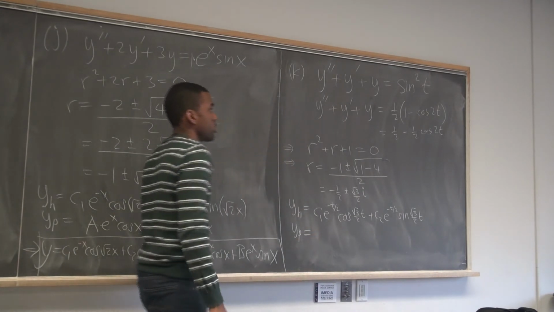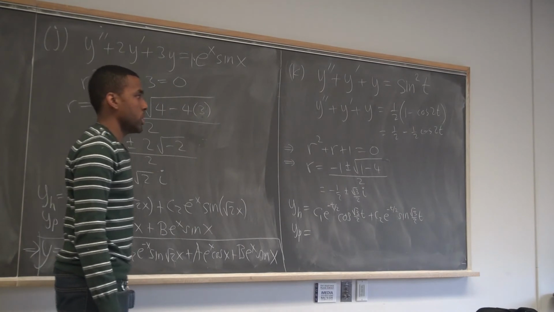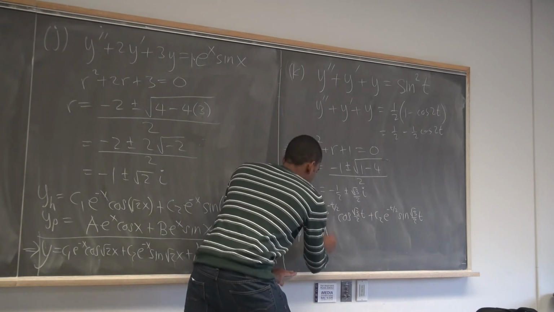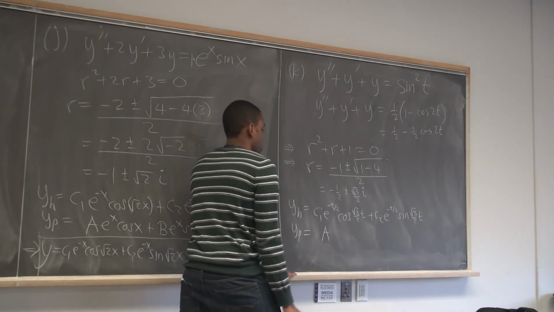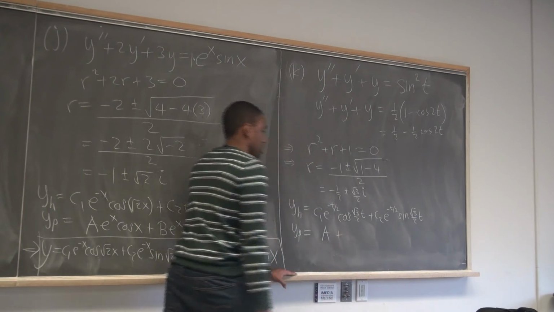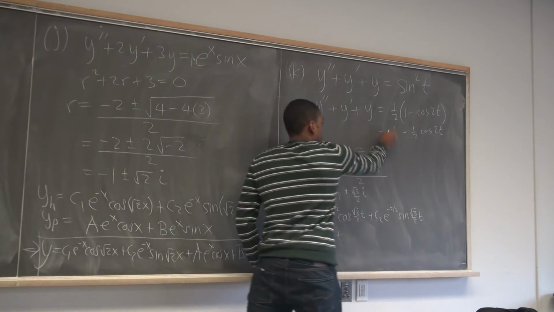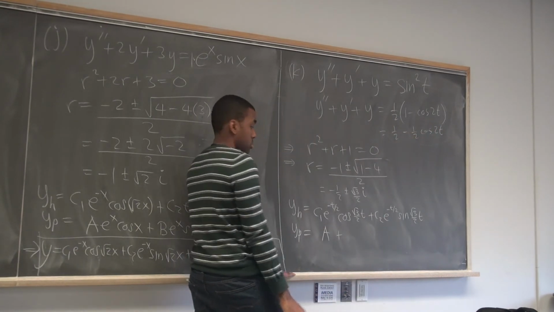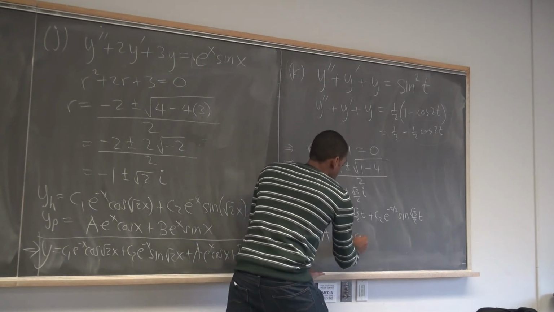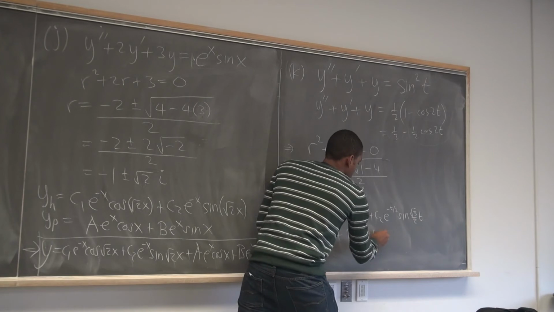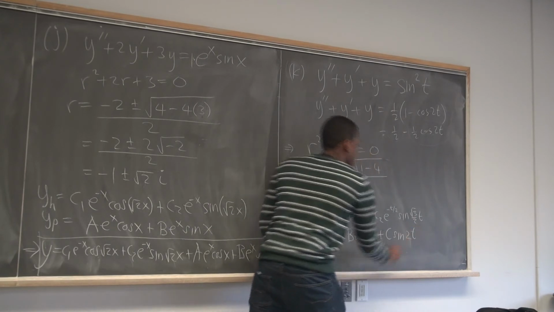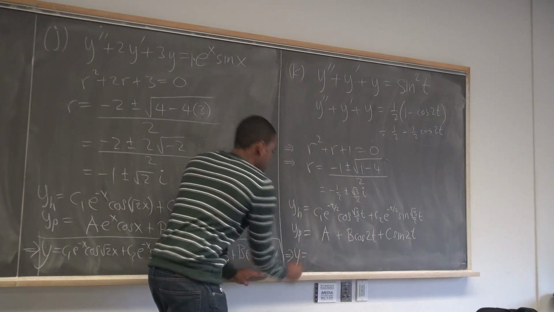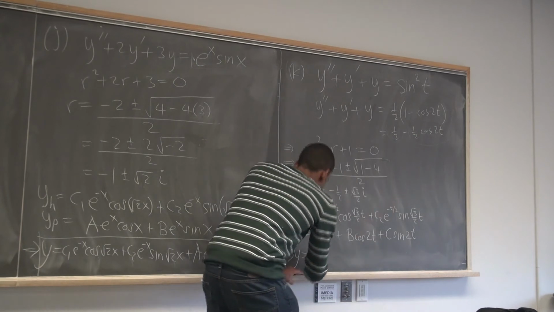What is our particular solution? It needs to look like this: A is just a constant polynomial to match the constant term. What do I need to match this? B cosine 2t plus C sine 2t. And nothing here overlaps, so y is going to be adding these two.